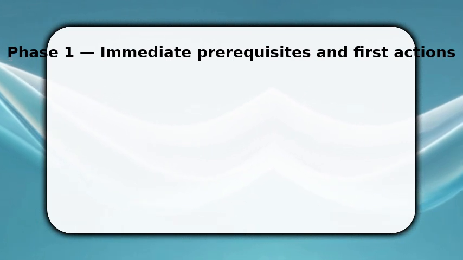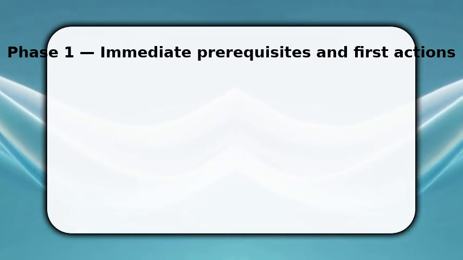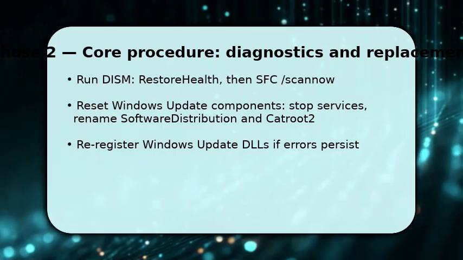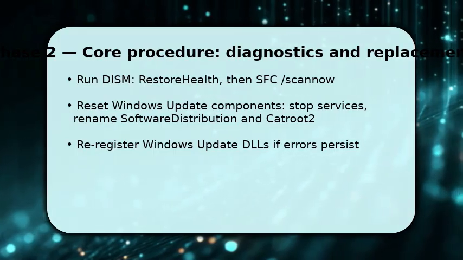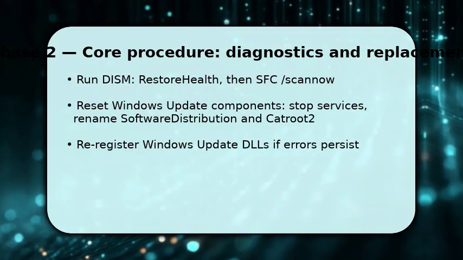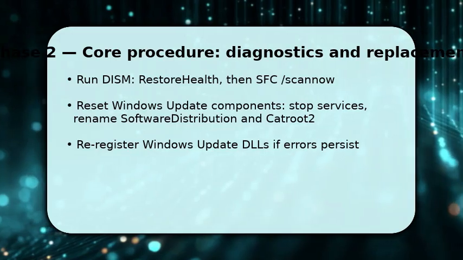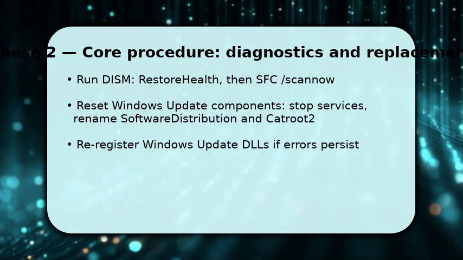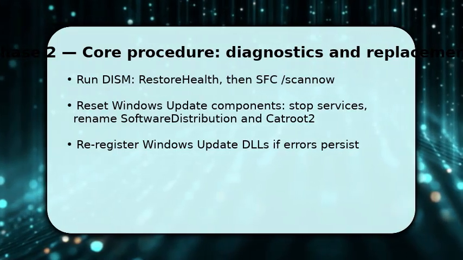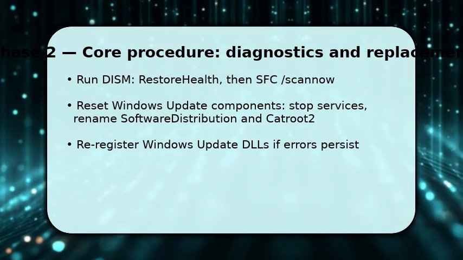You now repair core update components to address corrupted files. Run DISM with Restore Health, and then sfc /scannow to fix system files. These restore integrity. After that, stop Windows Update services, rename SoftwareDistribution and catroot2 folders to force a fresh cache, and restart services. If DLL registration errors remain, re-register update-related DLLs using regsvr32 for the listed modules. Make sure to run these steps from an elevated command prompt so changes apply system-wide.